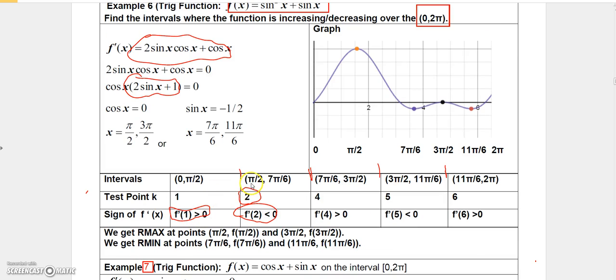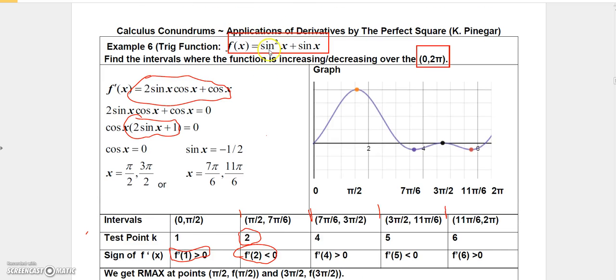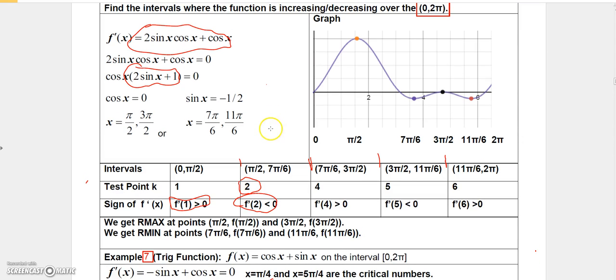So now let's consider the critical number pi over 2. Notice to the left of pi over 2 the derivative is positive, and just to the right of pi over 2 the derivative is negative. So therefore we know we get a relative max at pi over 2 and whatever its functional value is. I didn't try to figure out the functional value, but if you want to, just put pi over 2 back into the original function up here, and then you can determine what the functional value is.